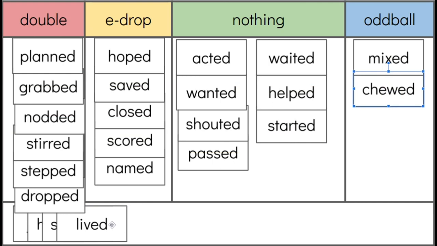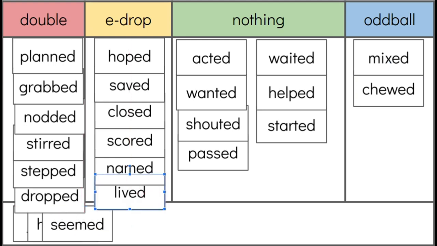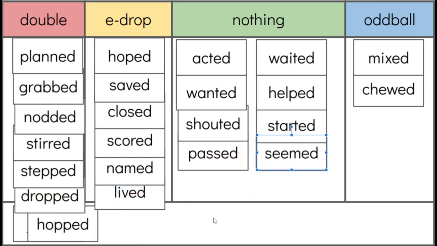Next is lived, root word of live. Here we end in an E, so we drop that E to add the ED ending. Seemed, S-E-E-M. We have a vowel pair, so we don't do anything except add the ED. Hopped, hop being the root word, H-O-P. Double the P to add ED.